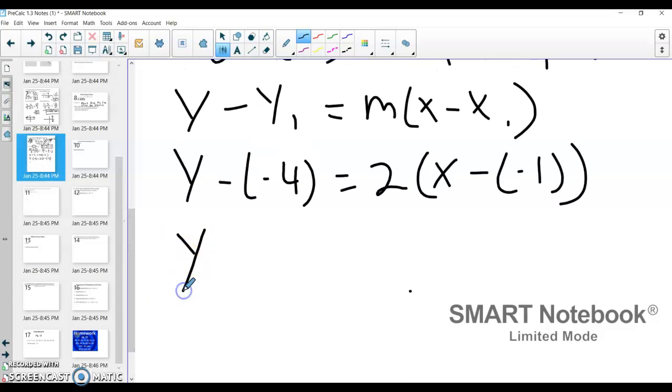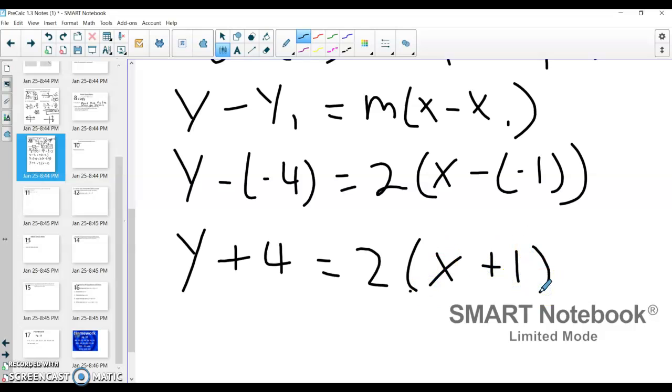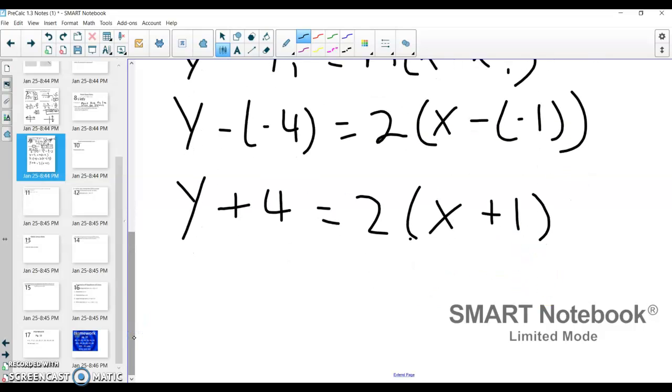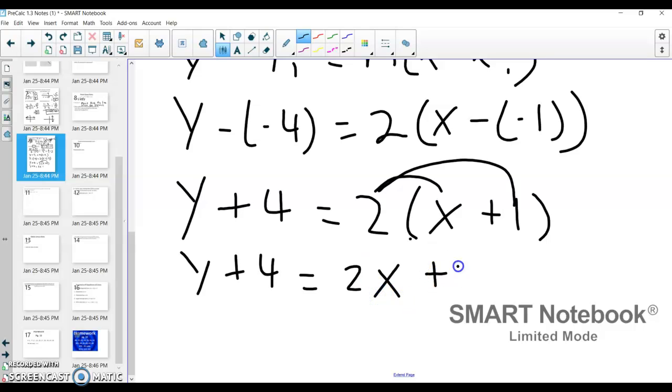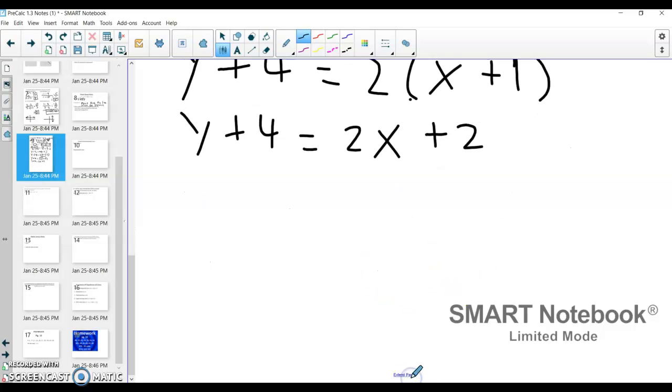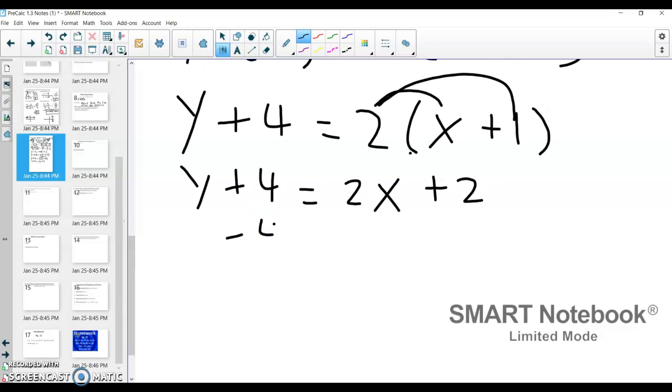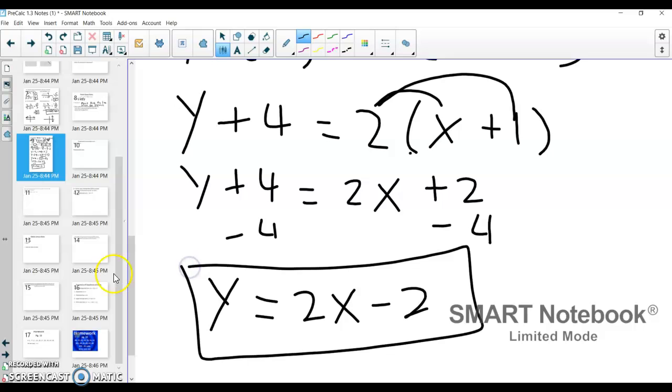This is now, after I change some things around, minus a negative 4 is the same thing as plus 4. x minus a negative 1 is the same thing as plus 1. Got to distribute this 2 in the next step, and so this is y plus 4 equals 2x plus 2. And lastly, got to subtract that 4 over, so y is by itself, and then it's in slope-intercept form, and we get y equals 2x minus 2 as my final answer there.